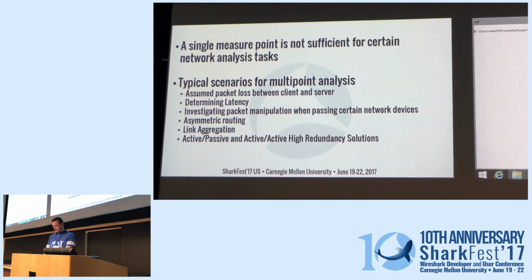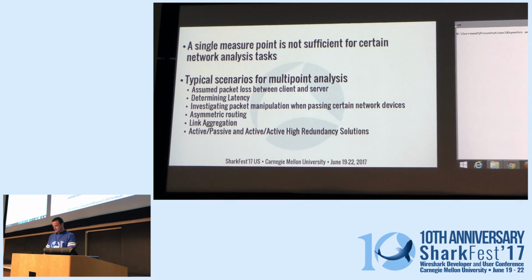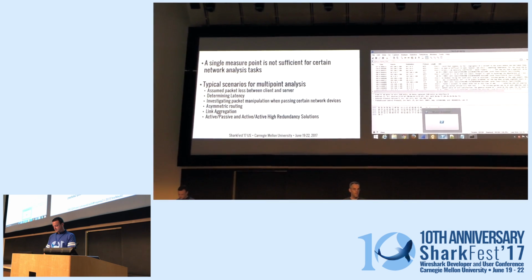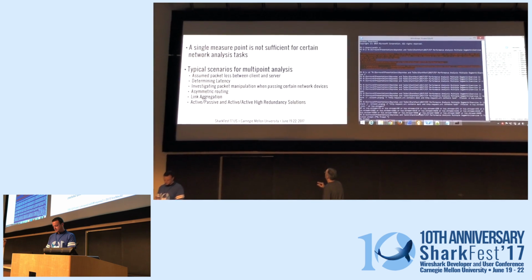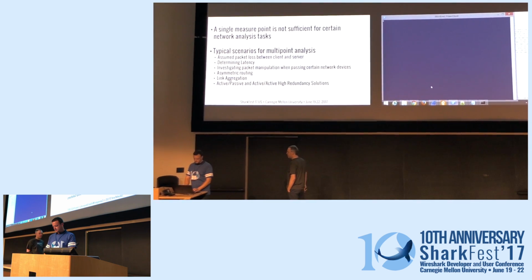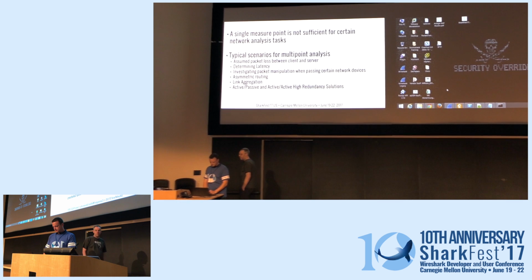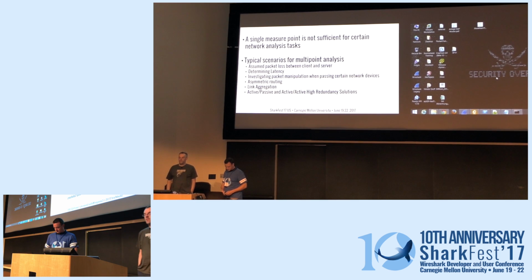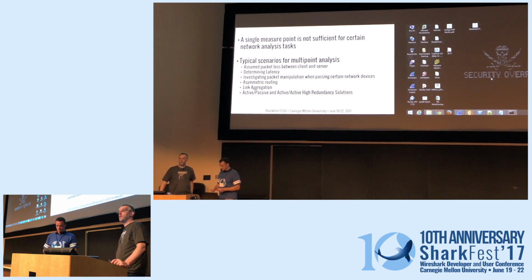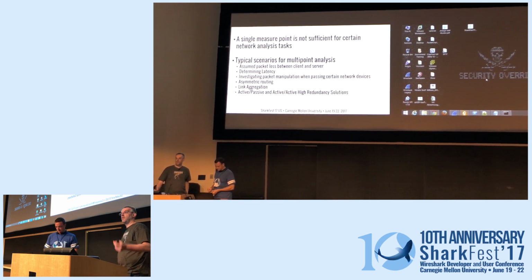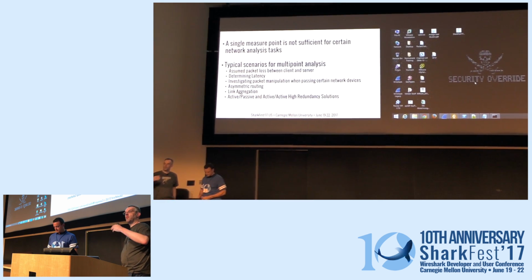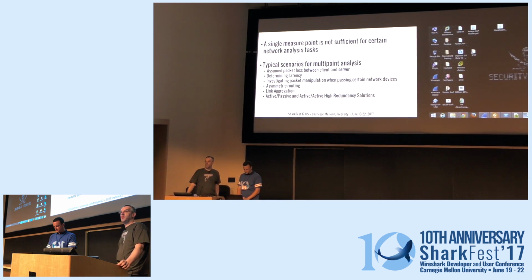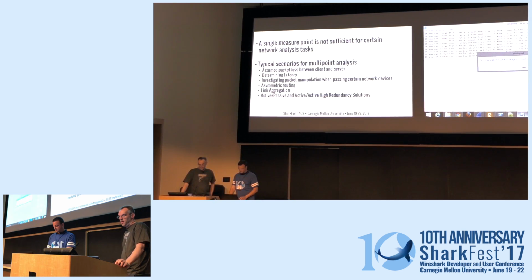Multi-point capture means that we need to have more than one capture point, because we can't track down or determine the problem with a single one. Typical scenarios are that we're trying to get an idea of where the problem actually happens. If we have packet loss between client and server, it's sometimes not easy to say if the packet loss is at the server, in the middle, or at the client, and those kinds of things can mean that we want to capture at both.